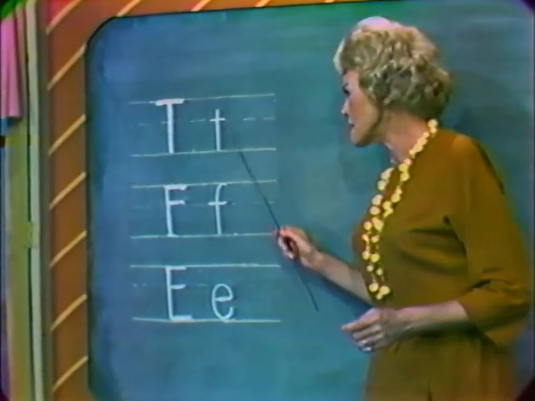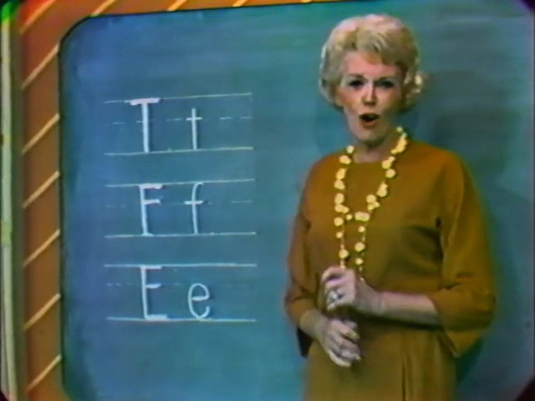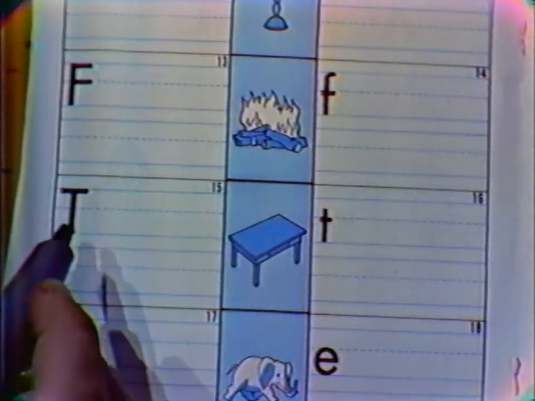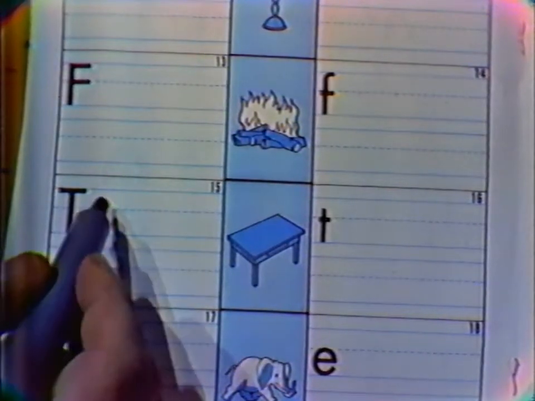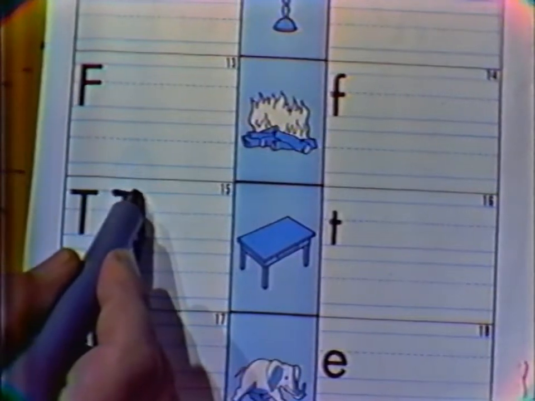T, capital T, small t, capital F, small f, capital E, small e. And this is the way we'll do it. Shall we start with capital T? All right, capital T is a straight line down and a small cross line at the top.